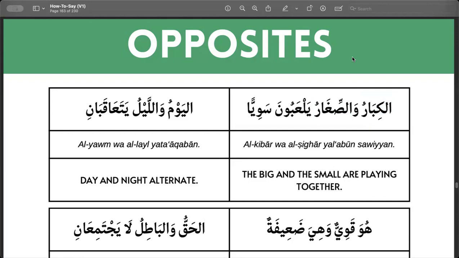الصغير الكبير, السريع البطيء. اليوم الليل. We have another one. اليوم الليل, the day and the night. قوي means strong. ضعيف means weak. So try to remember the attributes that are opposites to each other.